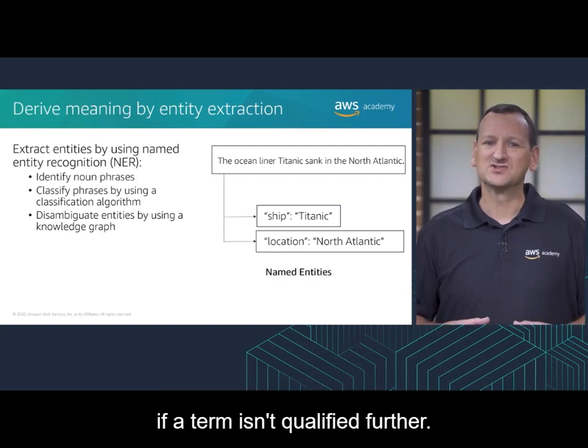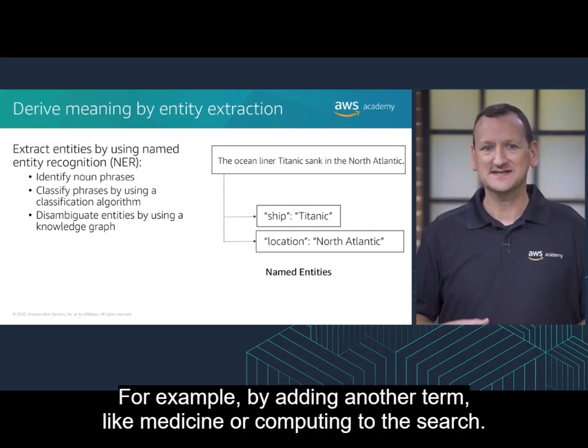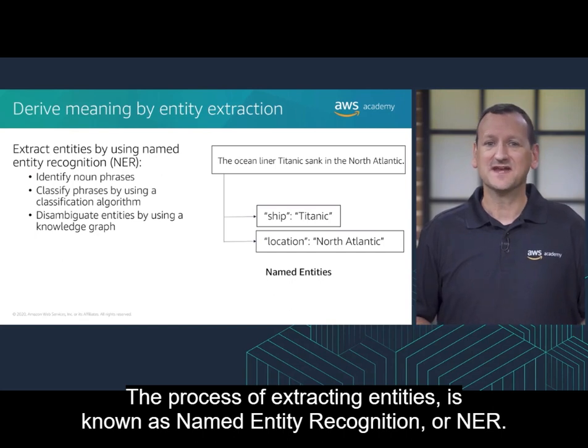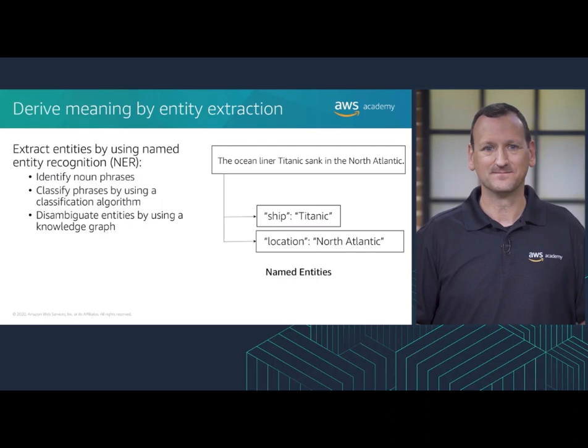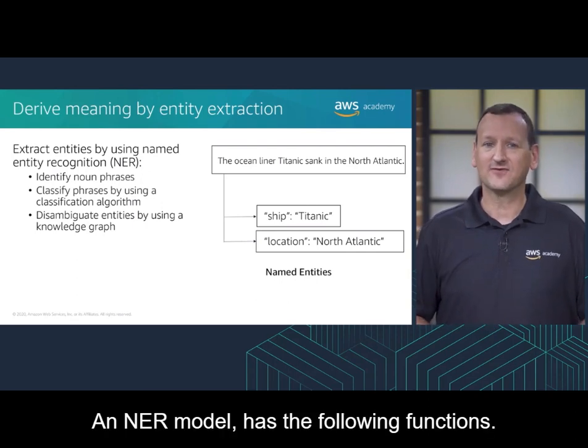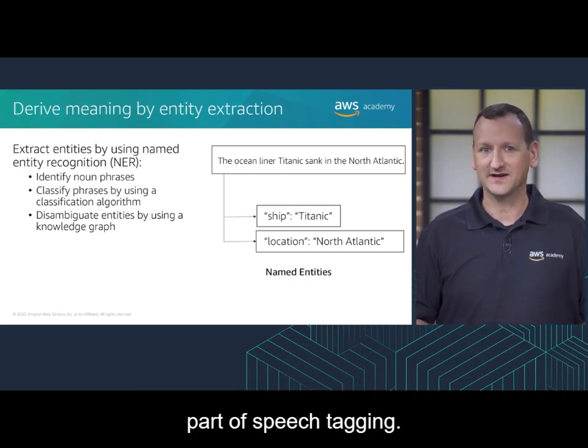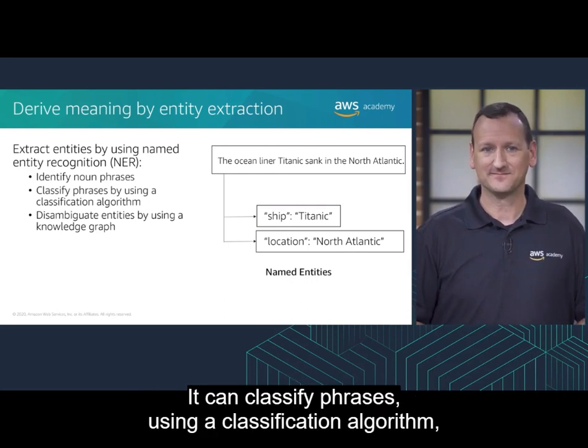The process of extracting entities is known as named entity recognition, or NER. An NER model has the following functions. First, it can identify noun phrases using dependency charts and part-of-speech tagging. It can classify phrases using a classification algorithm, such as word2vec. Finally, it can disambiguate entities using a knowledge graph.